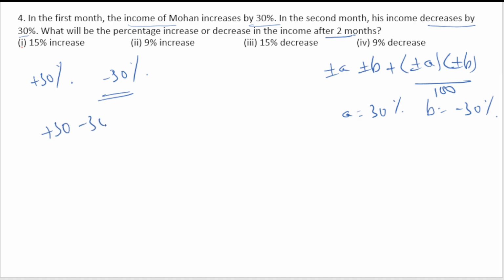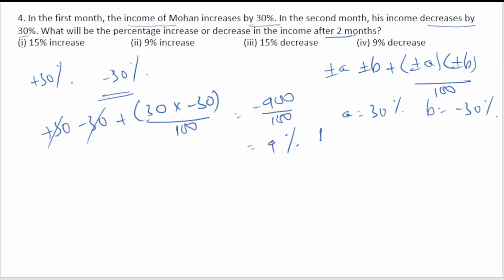It is plus 30 minus 30 plus of 30 into minus 30 divided by 100. So here if you simplify, you will get minus 900 by 100. It is 9% decrease. It is minus 9. It is 9% decrease.